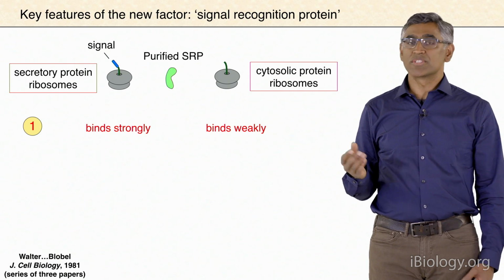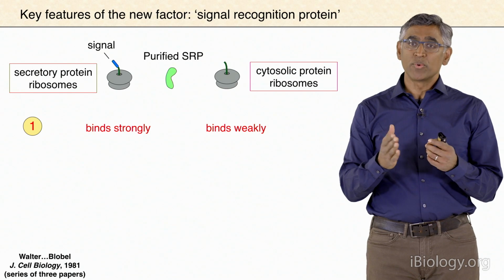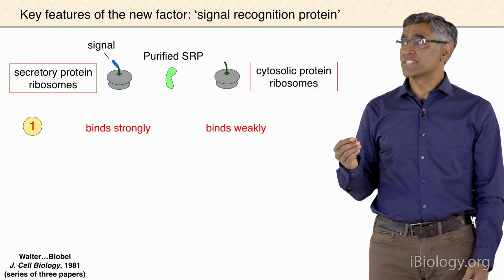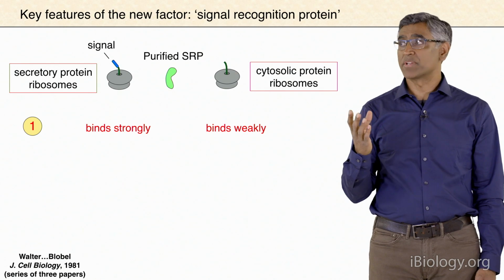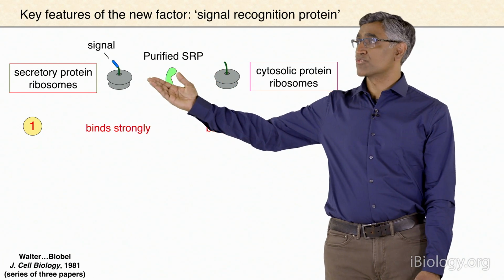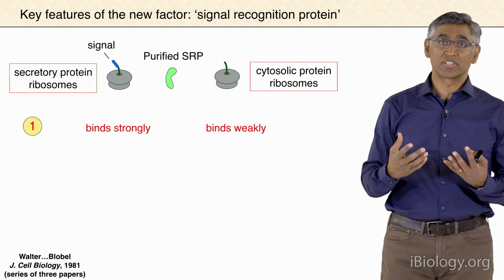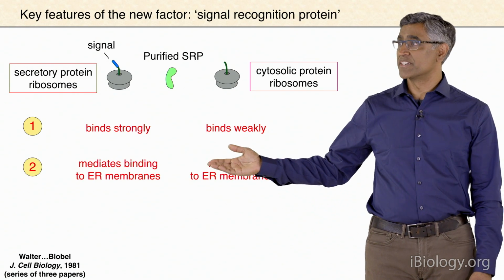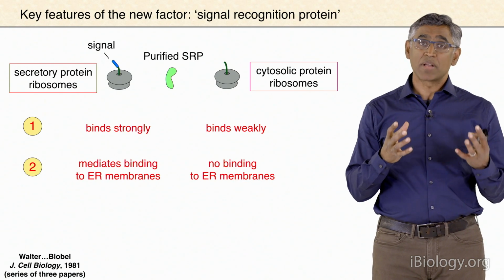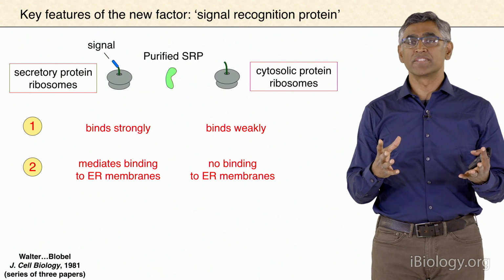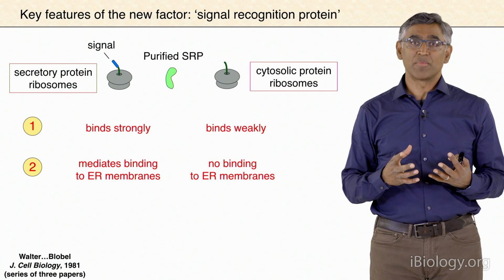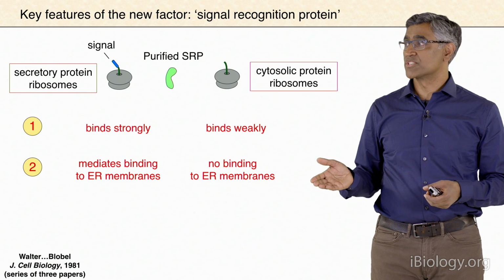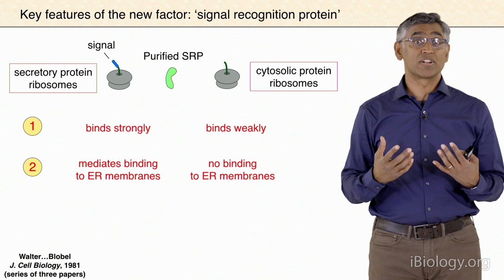So the idea was that perhaps SRP is weakly binding and coming off of all ribosomes, but once it recognizes one that has a signal peptide that's exposed from it, it would bind much more strongly to that. In addition, SRP could serve as a mediator that would allow ribosomes synthesizing secretory proteins to bind to the ER membrane. And that kind of binding activity was not observed with ribosomes synthesizing cytosolic proteins.